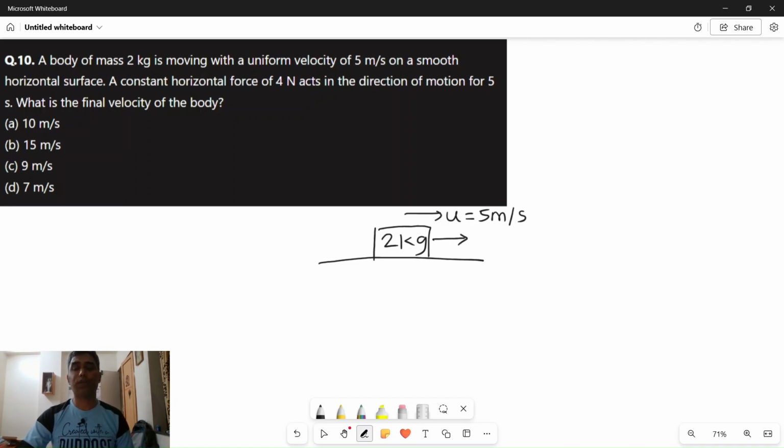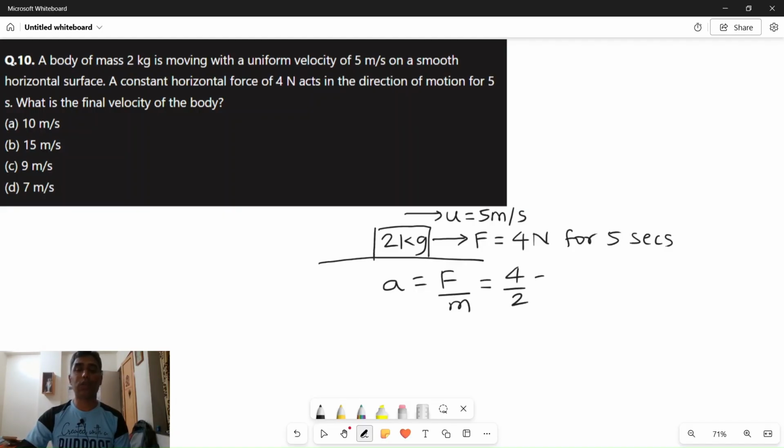Now this force will change the velocity, and therefore the body will be accelerated. So this force of 4 Newton is acting on the body for 5 seconds. Because of this force, there will be acceleration in the body. So first we can calculate the acceleration of the body. Acceleration is force upon mass, so that is 4 by 2, that is 2 meters per second square.